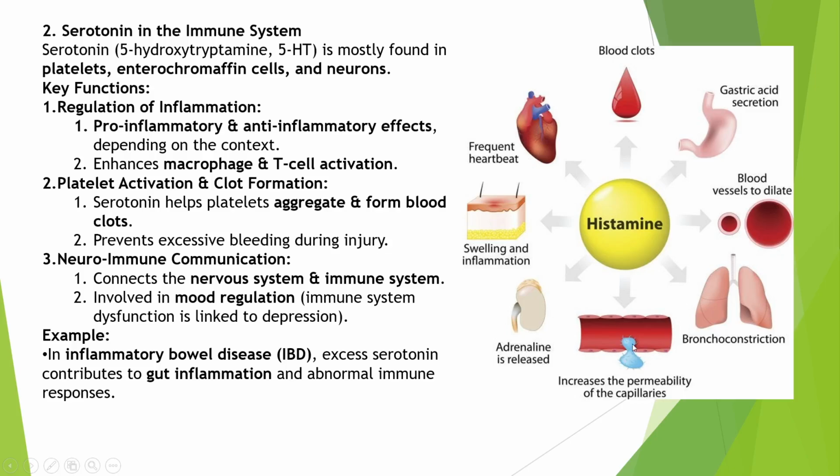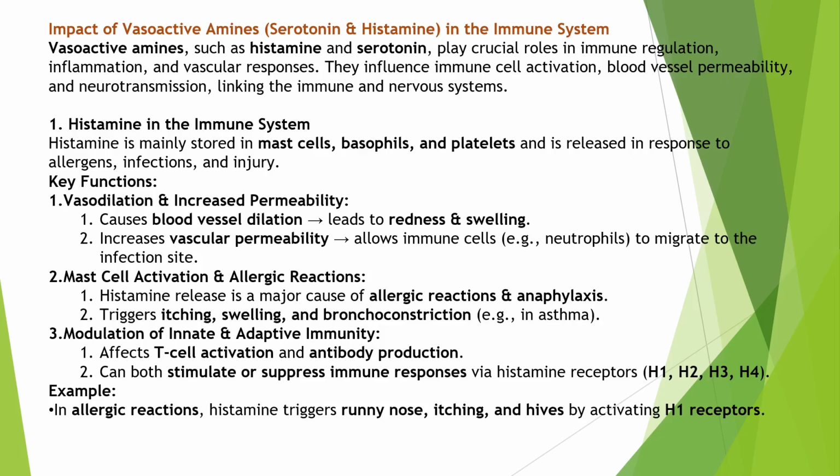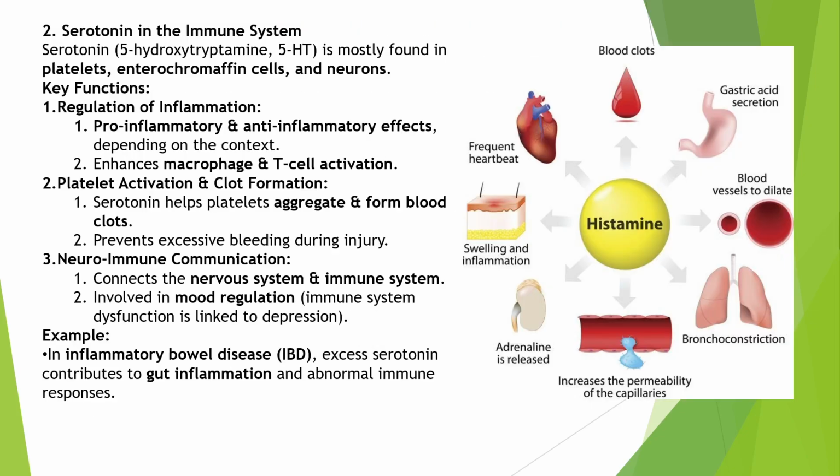You can see how the cells can then move out of your blood vessels, either in or out. Then adrenaline is released, swelling and inflammation occur. Then frequent heartbeat, since all these processes are stressful, the heartbeat also fluctuates, there will be stress generated in the body, since your nervous system is also affected. So this is about histamine and serotonin, which are vasoactive amines, and how they play a role in your immune system and the activation of the immune response.